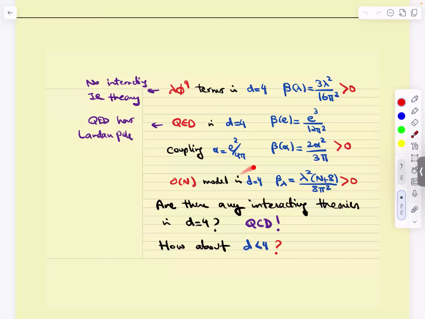In the O(N) model in d equals 4, there's a similar problem. So far we have found no interacting theories in 4 dimensions. QCD will be the very first example. Well, non-abelian gauge theories will be the first examples that we'll get to in the next part of this course. But today, we're going to continue in the line of building theories in lower than 4 dimensions that exist.